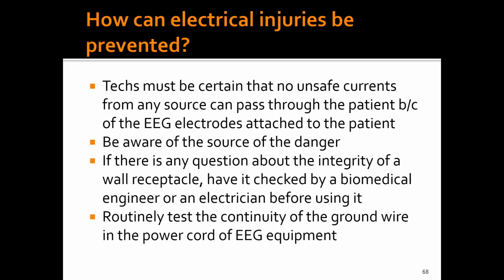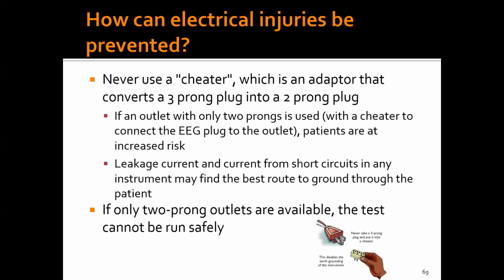So how can we prevent injuries? Just being aware of what the source of the danger is. If there's any question about the integrity of the wall outlet that we're using, don't use it until it's been inspected. Test the integrity of your equipment. Actually take a peek at the wires, make sure that they're not coiled or broken or frayed or anything like that. Don't ever use a cheater, those little prong adapters where you're connecting a 3-prong plug to a 2-prong outlet. Speak up. If you see something, say something, because it's your responsibility.